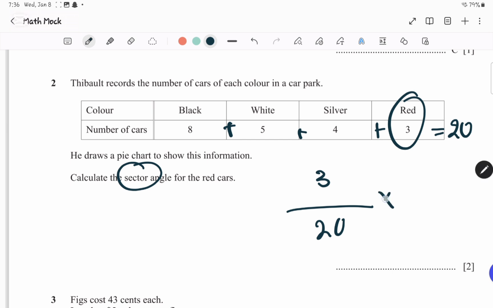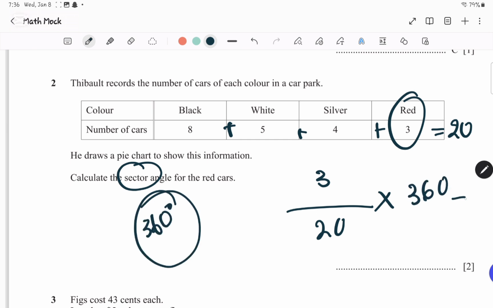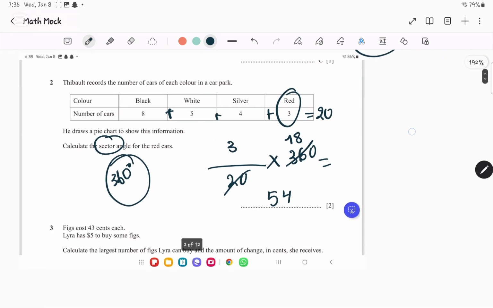So we take the number of red cars divided by the total number of cars, 3 divided by 20, multiplied by the total degrees of a circle, because a sector angle is part of a circle, and in a circle it's all 360 degrees. So 3 over 20 times 360: 360 divided by 20 is 18, so that's 3 times 18, which is 54, and that is the sector angle.